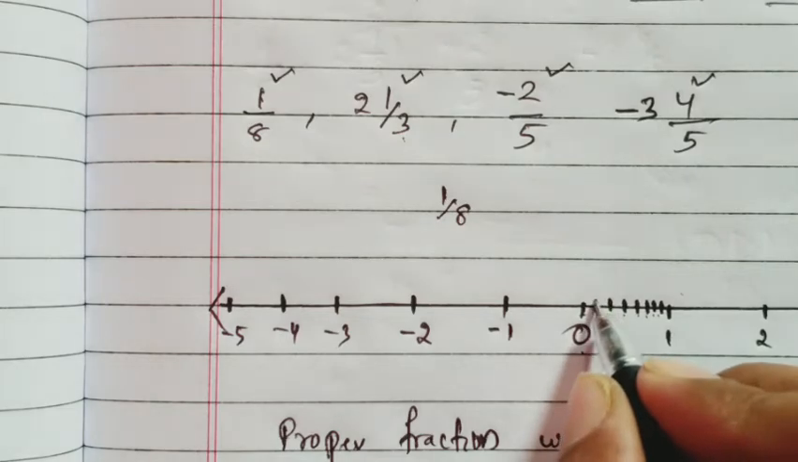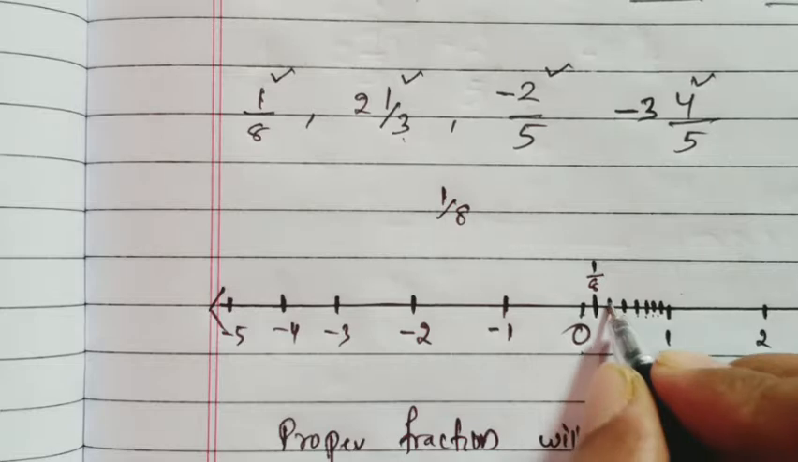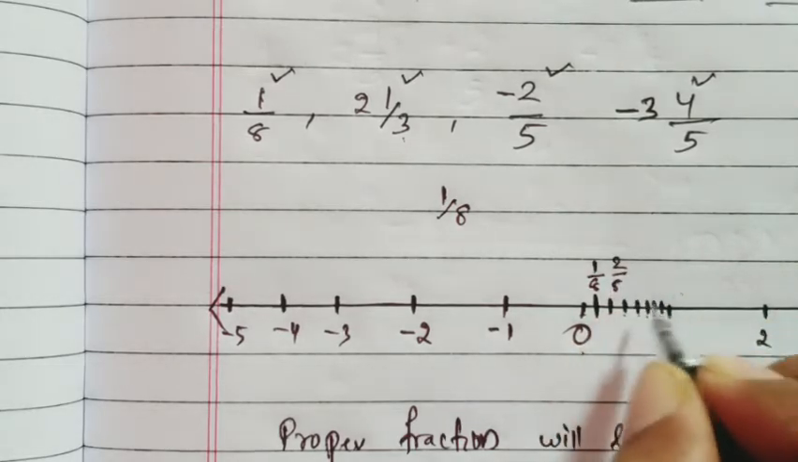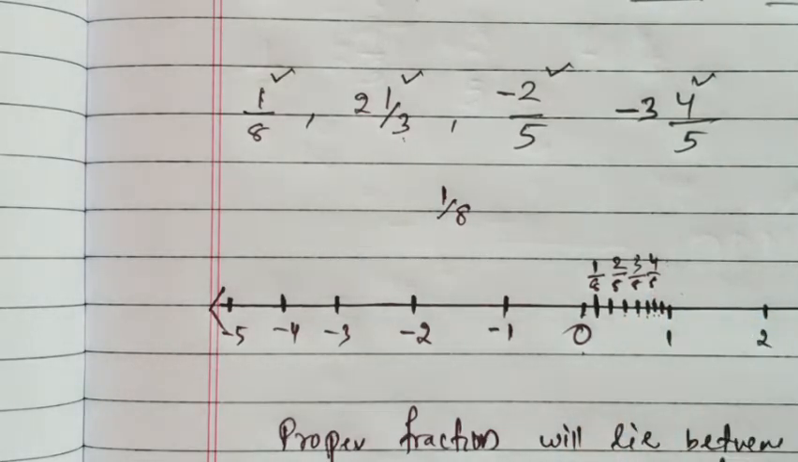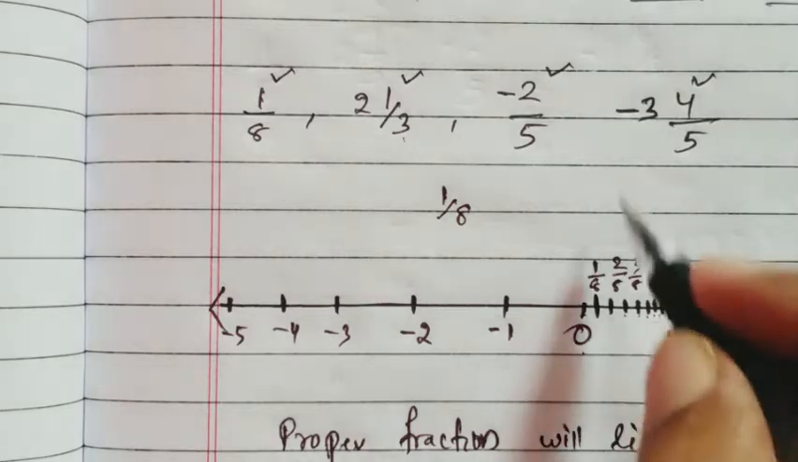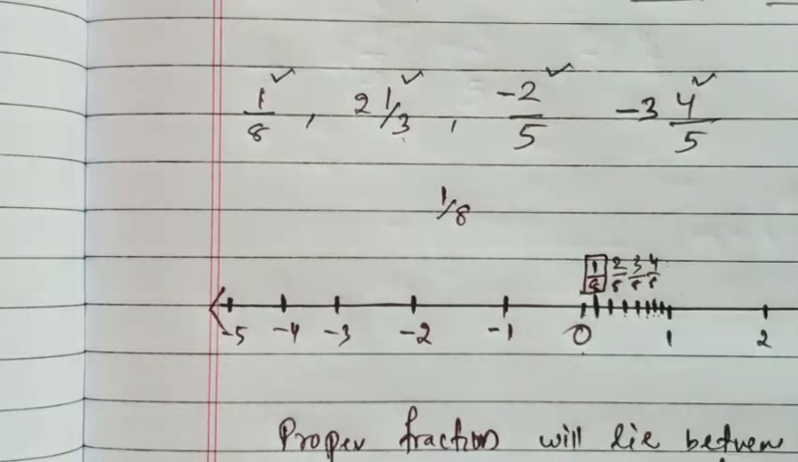So this is the first part, this is 1/8. The second part is 2/8, and this is 3/8, 4/8, 5/8, 6/8, and 7/8. So this is 1/8 between 0 and 1. If the question says we have to represent 2/8, then you can mark here 2/8, 3/8, 4/8, 5/8, 6/8, 7/8 and so on.